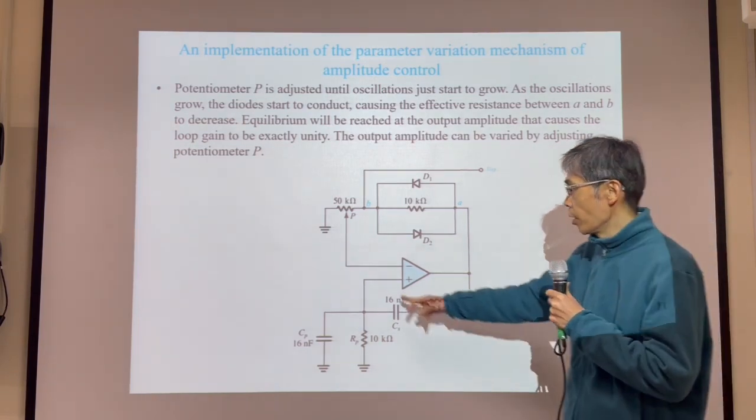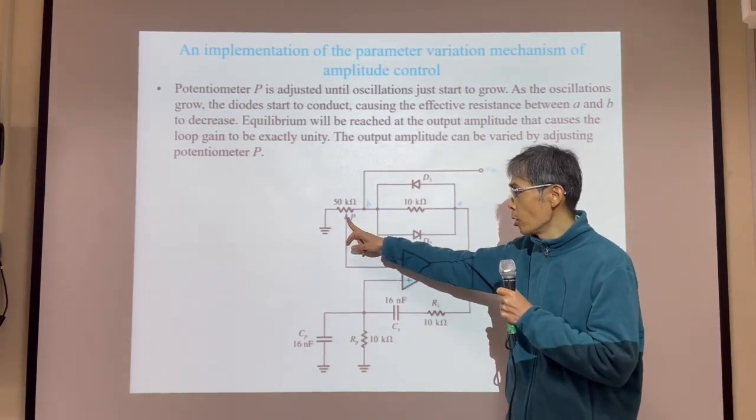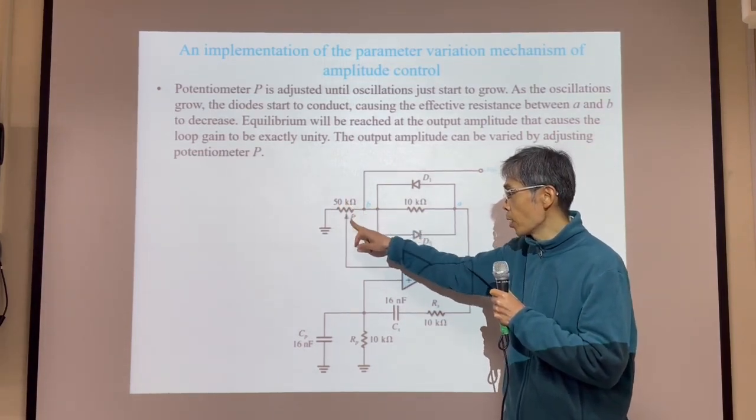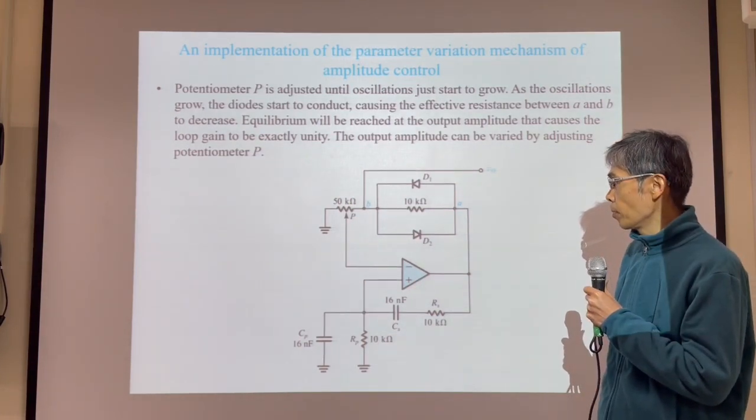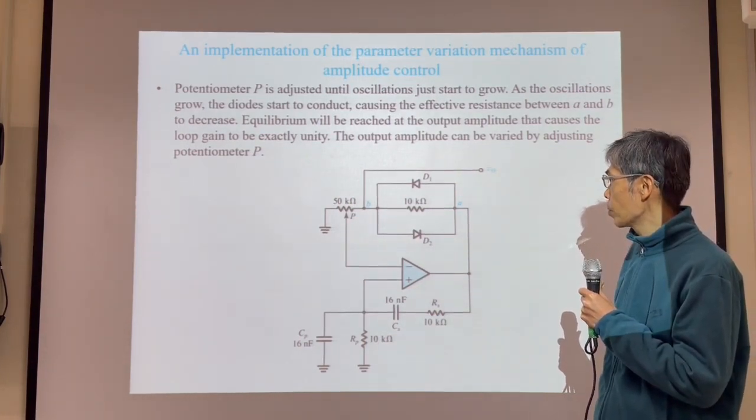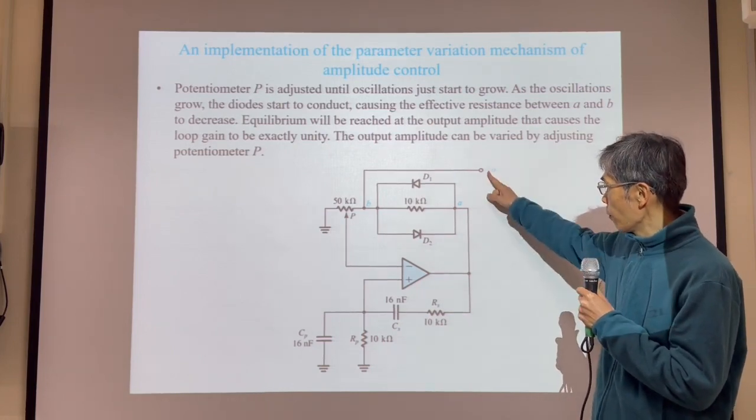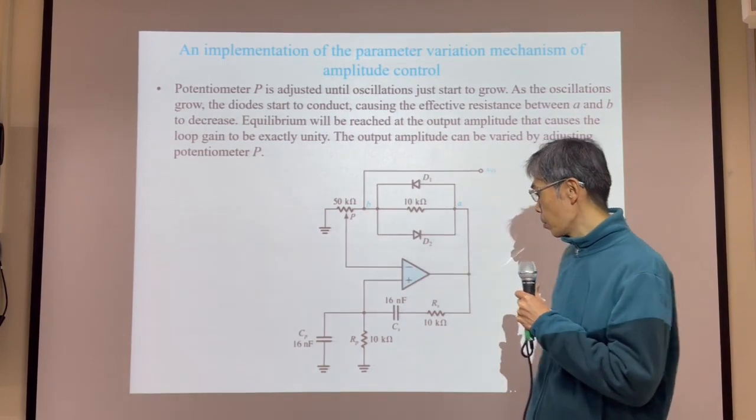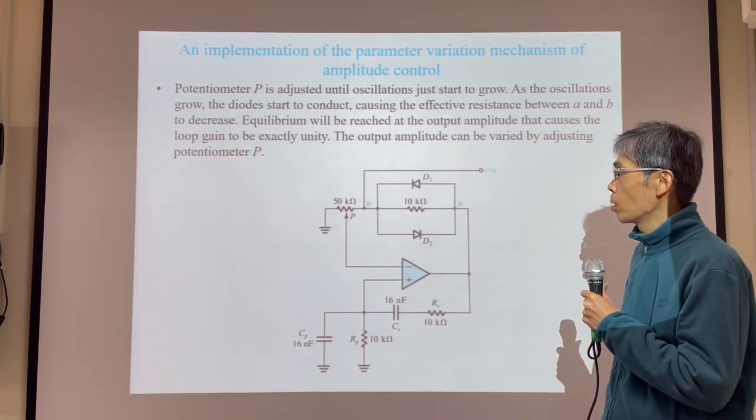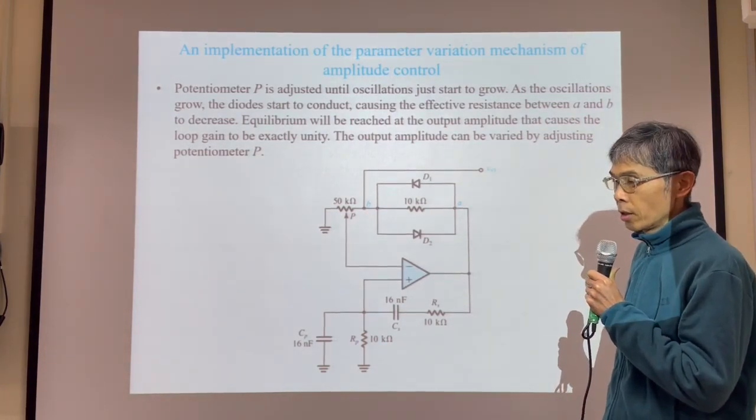So this is the potentiometer to adjust the resistance of this one. Then VO here, and VA and VB here, and here.